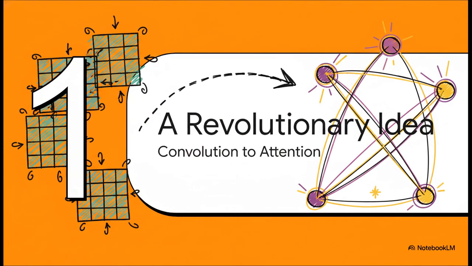All right, section 1, the revolutionary idea. So for years and years, computer vision was totally dominated by convolutional neural networks, or CNNs. These things work by scanning images piece by piece. The huge idea behind ViTs was to just throw that out and replace it with attention, which is a way for the model to see the entire image all at once.